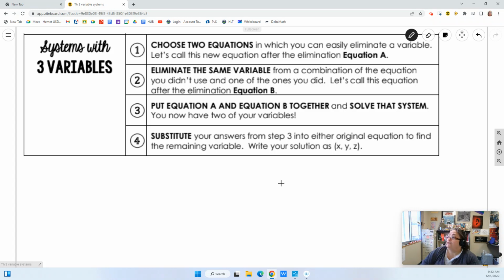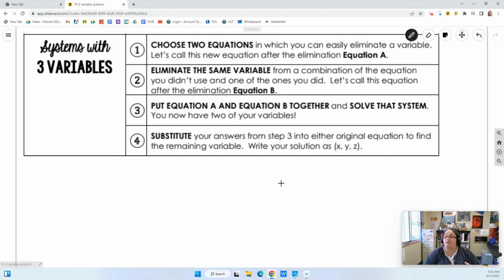The first rule says choose two equations. We have three equations, because this is a system with three variables. We're going to choose two in which you can easily eliminate one of the variables. We'll call it equation A. We can call it equation 1, equation A, whatever we want. We're going to do whatever it takes to eliminate one of those variables, manipulating those two equations in one way to eliminate a variable.